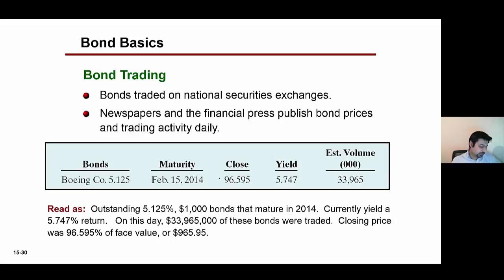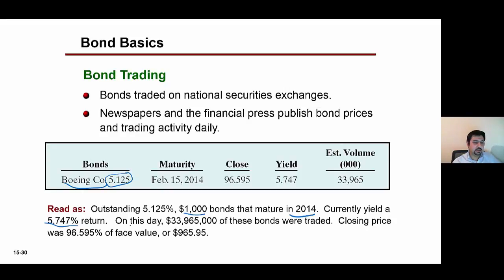And usually this information is published on a daily basis to show the trading activity of these bonds. Like for example here, the way it is read here is that Boeing, this is the company, has outstanding 5.125% bonds. The face value is $1,000. Maturity date is February 15, 2014. The yield is 5.747% return yield.